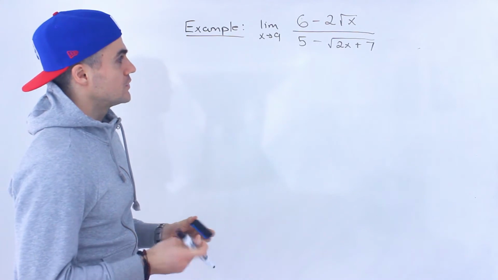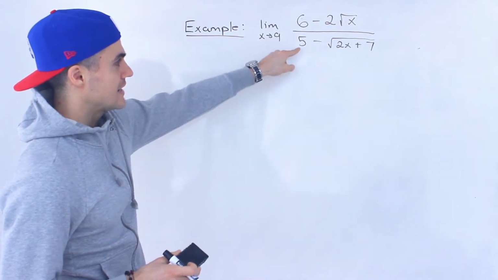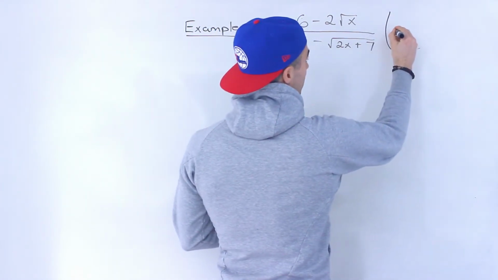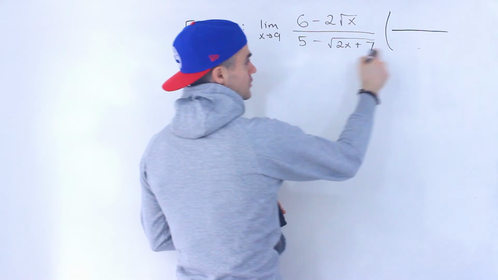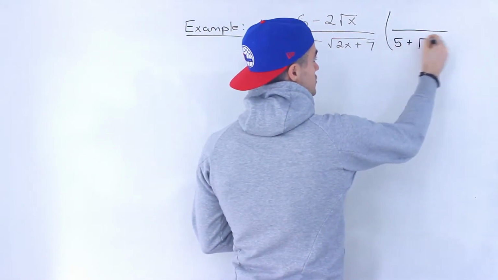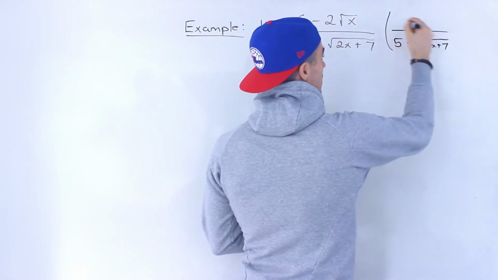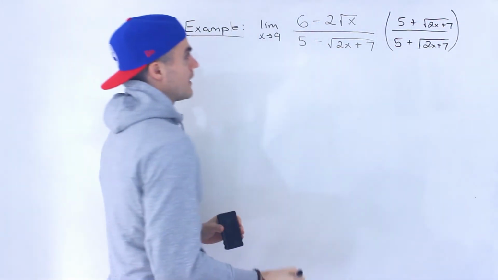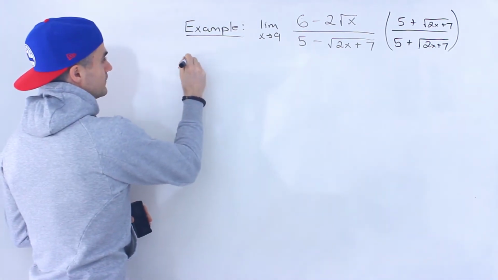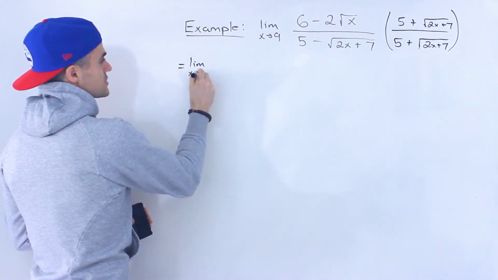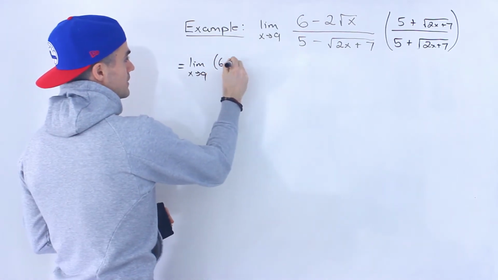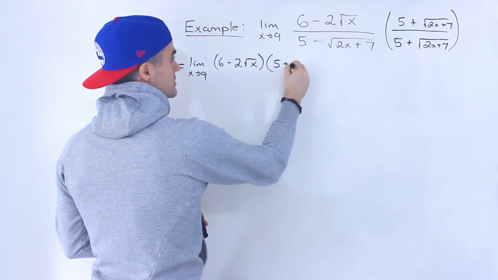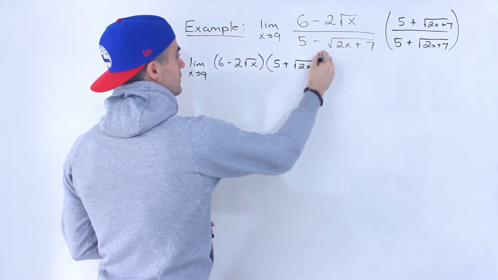So what I'm first going to do is I'm going to rationalize the denominator. So I'm going to take this entire expression and multiply it by the denominator's conjugate. So it would be 5 plus the square root of 2x plus 7. And then the top, I'm going to do the same, like that. And so what we would end up having is we'd have the limit as x approaches 9. Now the two terms in the numerator I'm going to keep separate. So 6 minus 2 root x times 5 plus the square root of 2x plus 7.